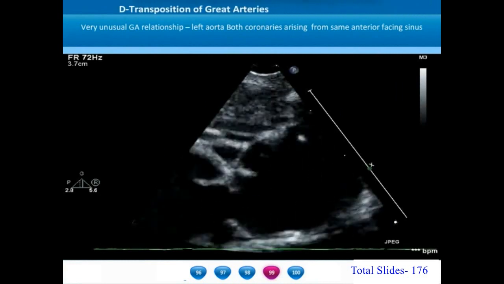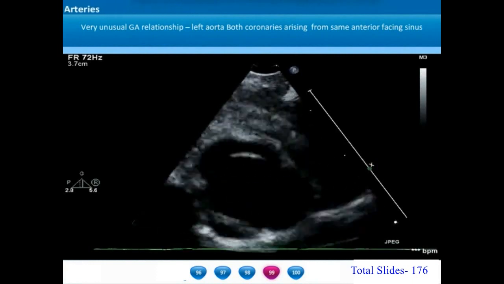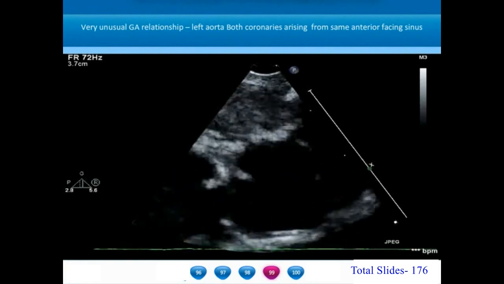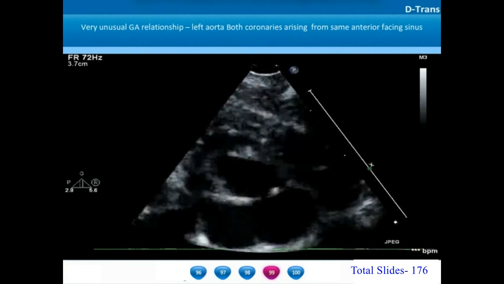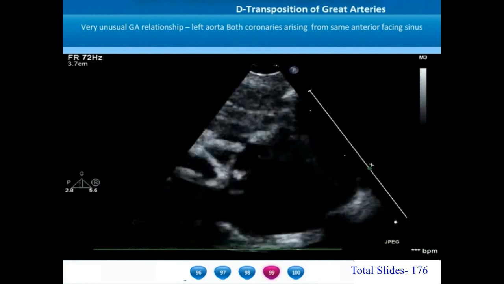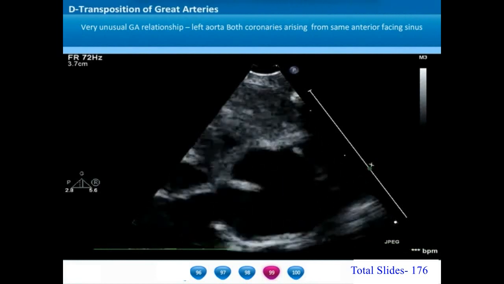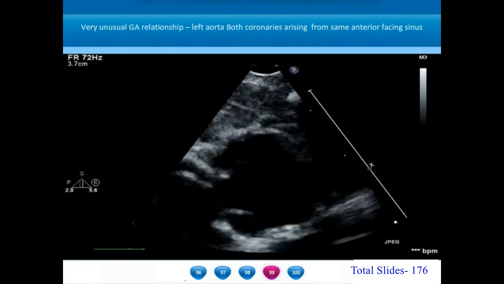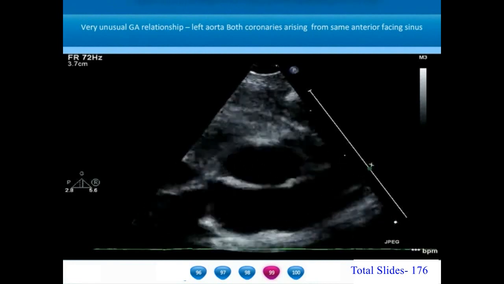When we were discussing the great artery relationship, we mentioned that the side-by-side great artery relationship, with the aorta on the left side and pulmonary artery on the right side, is extremely rare in patients with transposition of great arteries. In this parasternal short axis view, we can notice that the aorta and pulmonary artery are side by side. The aorta is located to the left of the pulmonary artery. This great artery relationship is very, very rare.